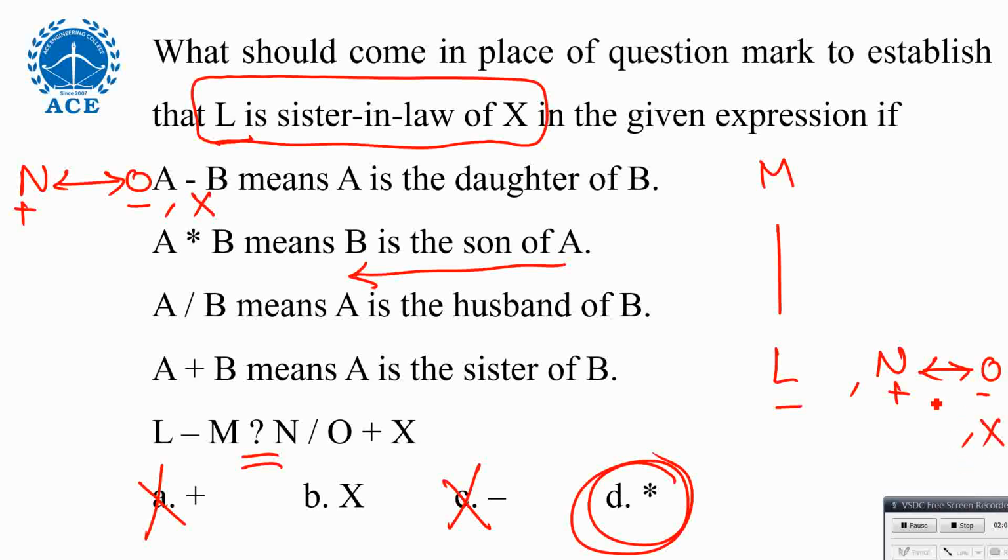this is okay. This is the in-law family for X. O and X are the same family. L and N are another family. Okay, so your sister's husband is nothing but your brother-in-law. Brother-in-law's sister is sister-in-law. So L is sister-in-law is correct with option D. Option D is correct. Check it out.